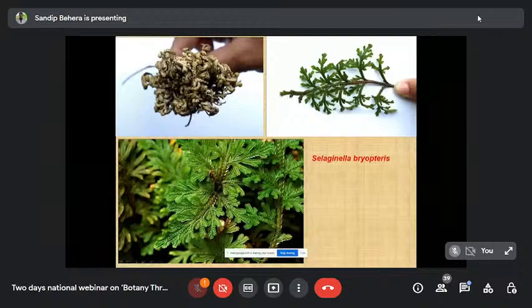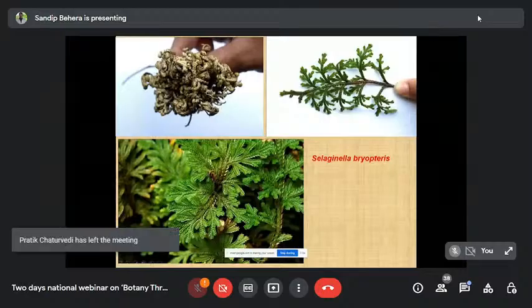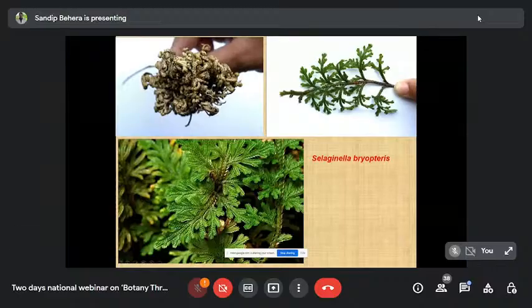And it is also a drought tolerant plant. You see, in dry condition it is totally closed. All the fronds are closed, and you can keep it in this condition for 6 months, 7 months like this, and as soon as you put it in water, it becomes green. So it's a very interesting plant.